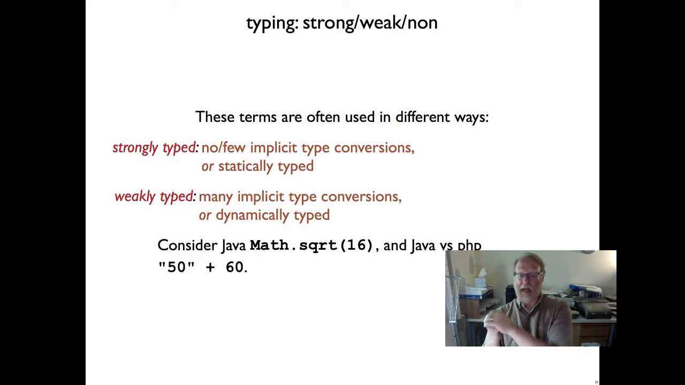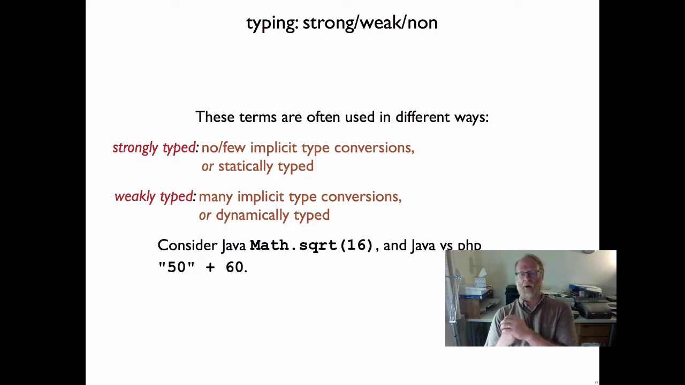Consider in Java, Math.sqrt of 16. The language helps you out. It says, hey, square root expects a double. You're giving an int. I'm going to go ahead and cast 16, convert it into a double, int bit pattern to double bit pattern, and then pass it to square root. That's an implicit conversion it's doing for you.